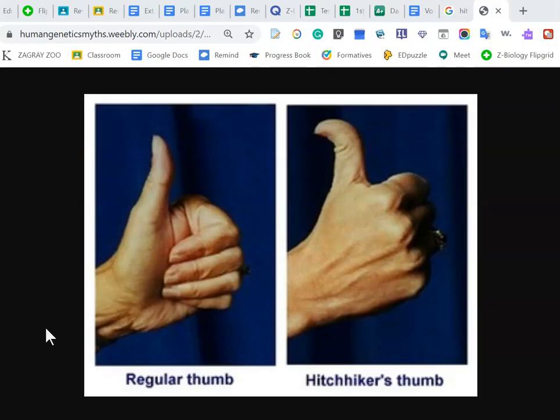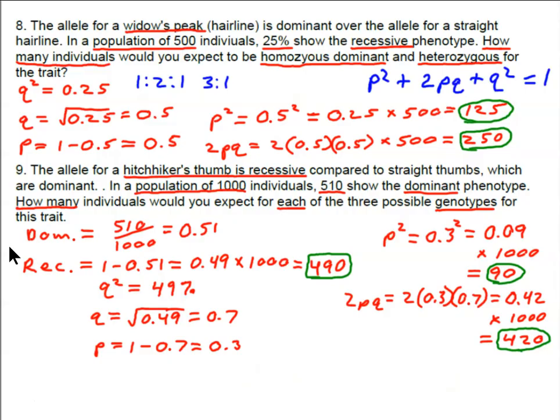All right, this next question, or the last question, has to do with hitchhiker's thumb, and I just wanted to show you what hitchhiker's thumb is. It's the ability to bend your thumb backwards. Some people can do this and some people can't, but that's what question 9 is asking about. And of course, it's genetically controlled and it's a single gene trait. So the allele for hitchhiker's thumb is recessive compared to straight thumbs.